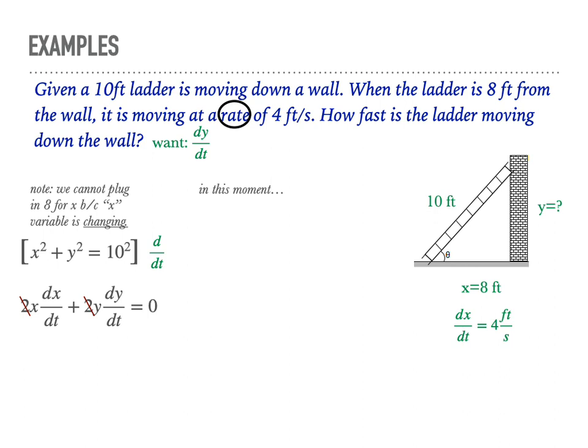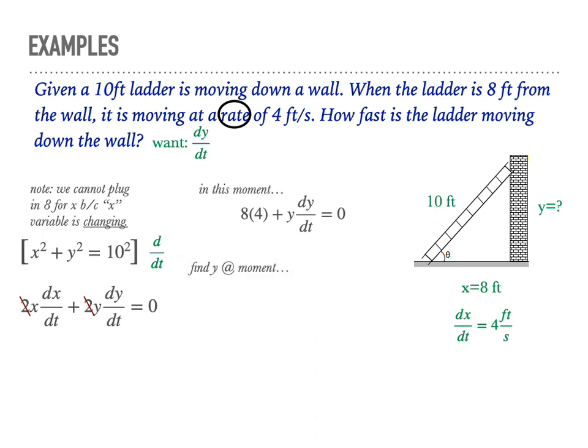But let's say we want to figure out this specific moment. Let's write an equation for it. All right, so in this scenario, we can actually plug in 8 for x because we're talking about this specific moment. So make sure you specify that so you don't get confused. 8 times 4, which is dx over dt, plus y times dy over dt equals 0.